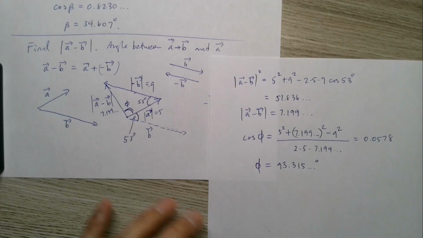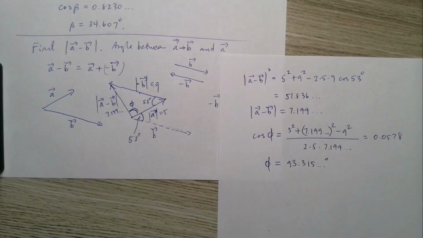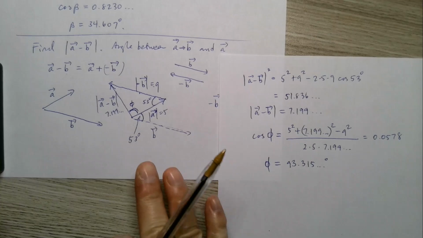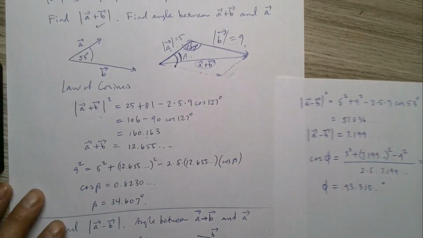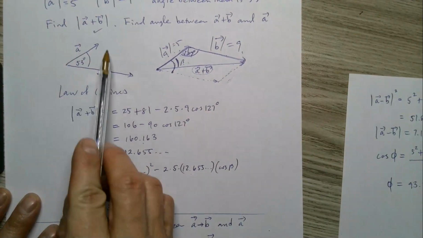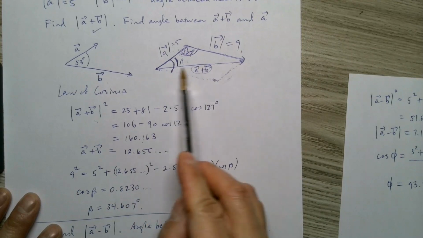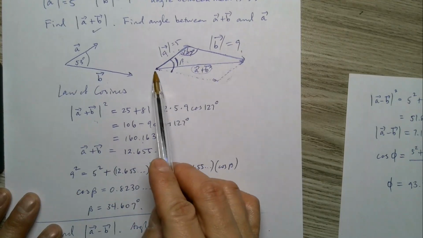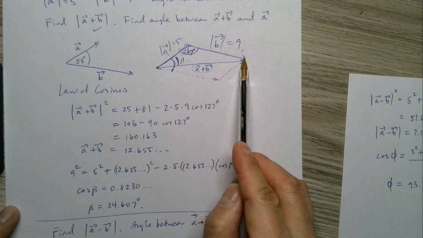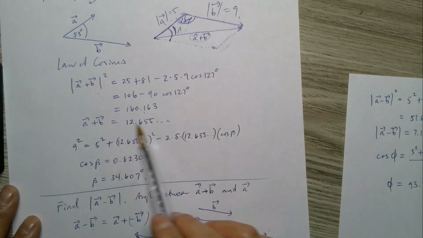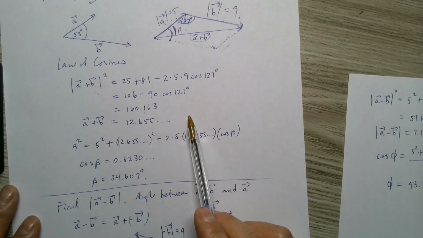Okay, so to wrap up, remember when you're adding vectors to copy the vector, move it so that the tail of the vector you're adding to the original vector is on the head of the original vector. Copy it here, draw the new vector from the original tail to the new head, and then use law of cosines to find the part of the triangle that you need to find.